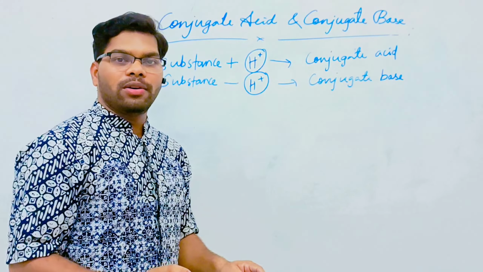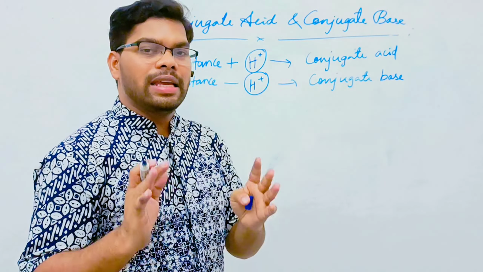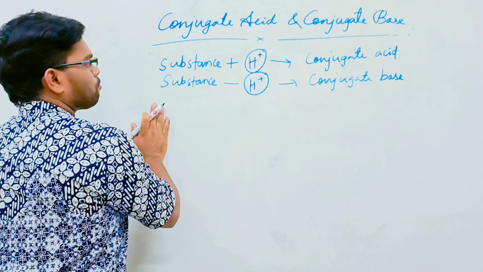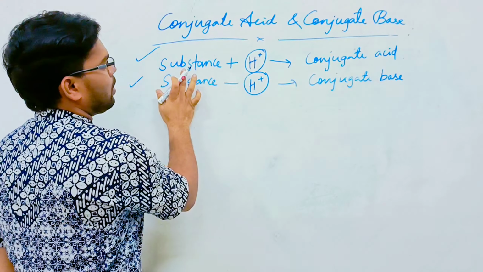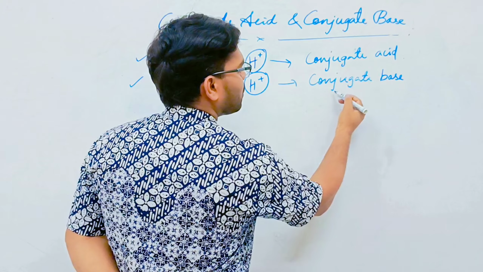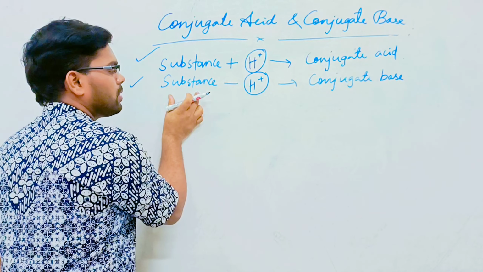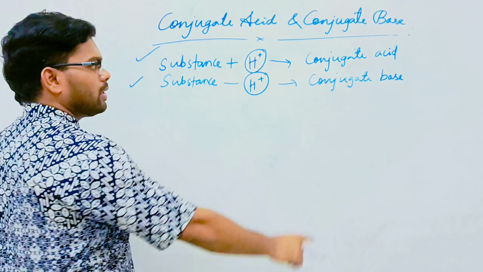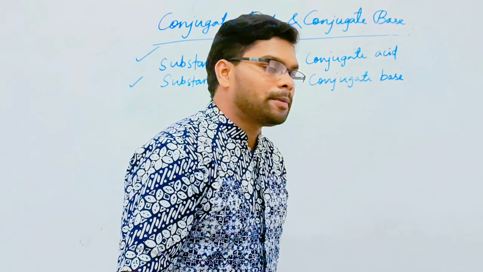Now let me explain how you're going to calculate the conjugate acid and conjugate base. It's very easy but tricky. Alright, so let's get started. I have written here a trick for finding the conjugate acid: you take the substance and simply add a proton. If you need to calculate the conjugate base, then take the substance and just remove one hydrogen ion, I mean proton, you just subtract it, and you get the conjugate base. These are the simple tricks you need to follow.